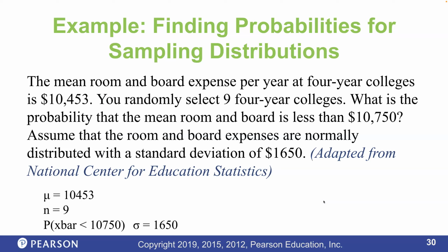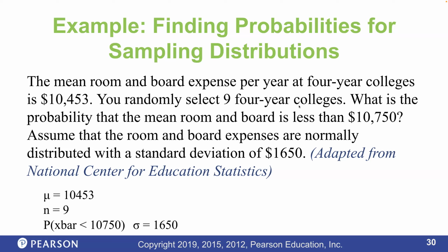Another example: the mean room and board expense per year at 4-year colleges is $10,453. I thought that would be more expensive. Maybe it is more expensive now. I don't know if this includes food too, but let's say that's the average. You randomly select 9 4-year colleges. Now that sample size is a little too small, because remember, by the central limit theorem, you want that number to be at least 30. So I'm wondering if the normal distribution is appropriate for us to use.